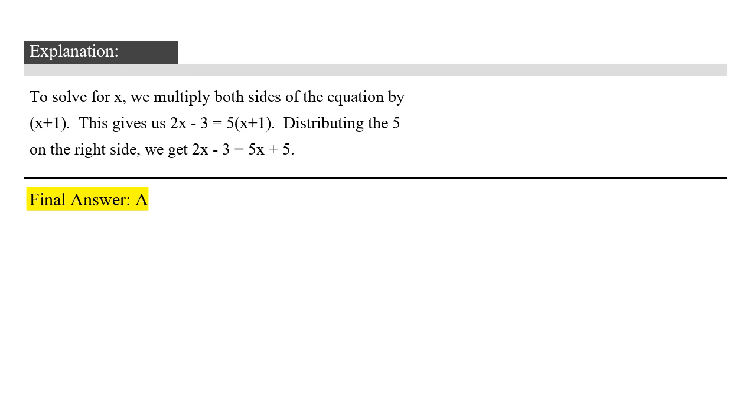The function f(x) is undefined when the denominator, x minus 2, is equal to 0. This gives us 2x minus 3 equals 5 times x plus 1. Distributing the 5 on the right side, we get 2x minus 3 equals 5x plus 5.